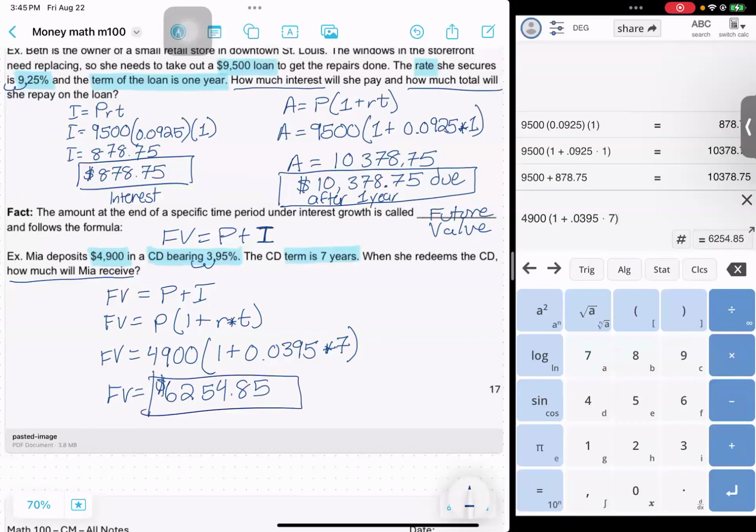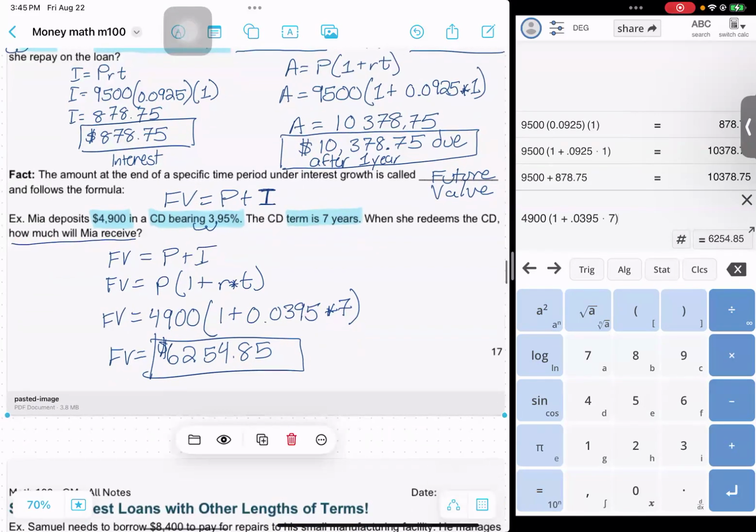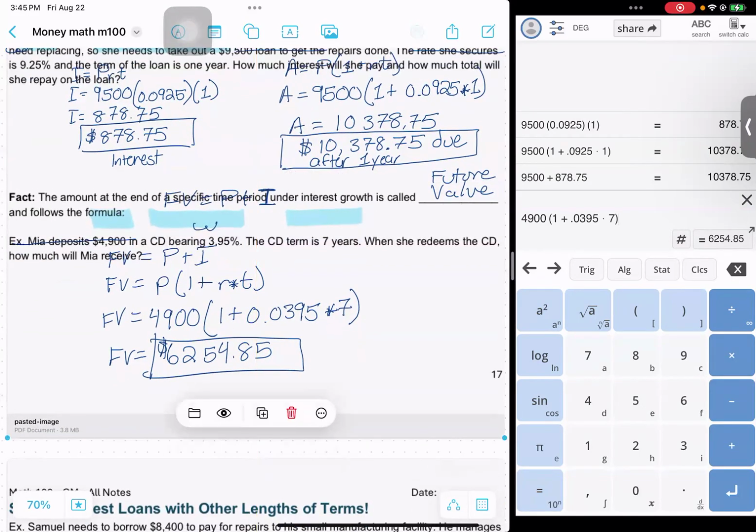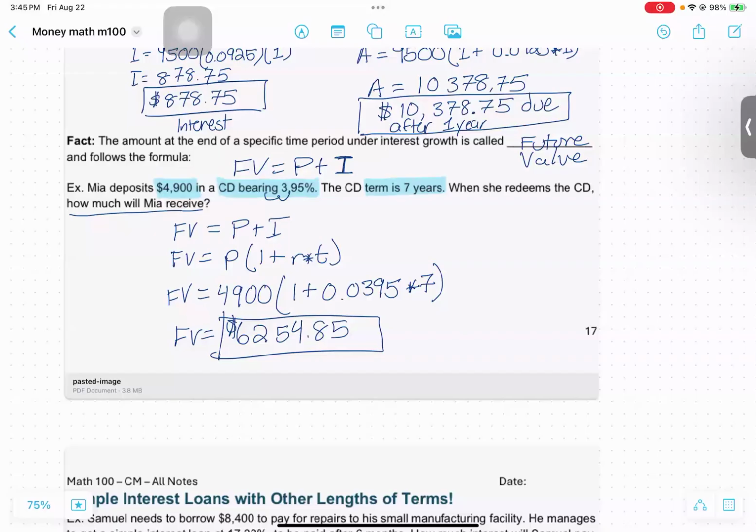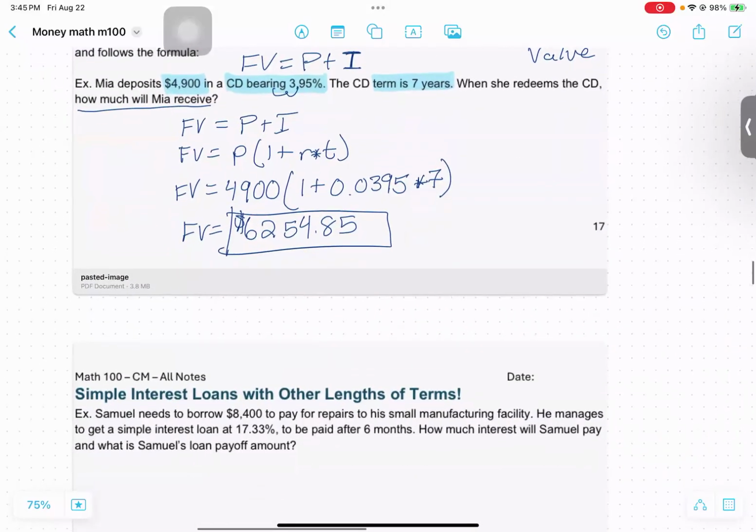Now again, she only put in $4,900. So what did she have to do for that extra money? Let it sit and grow. She had to let it stay locked away in the CD for 7 years, and then she gets a larger bit of money. Okay, so that's how CDs work. Sorry, guys, my iPad's being a little weird.